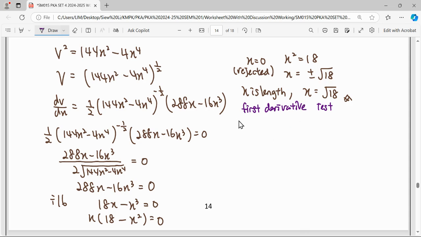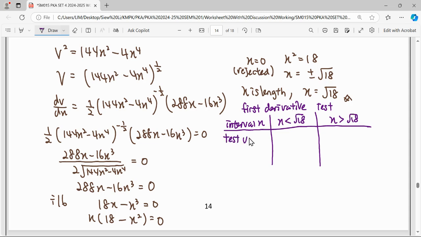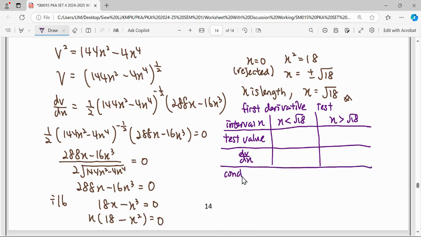So in your first derivative test, you need your table to find your interval of x. What is your interval of x? Which is the x before square root 18 and the x after square root 18. Ini critical number kamu. Kita nak tengok tangent sebelum dia dengan tangent selepas dia. Tengok ada tak dia turun, lepas tu dia naik. Ataupun dia naik, ataupun dia turun. Okay? Then we pick a test value randomly within the interval to put into first derivative test, which is to put into your dvdx. And then we observe the conclusion from the tangent.